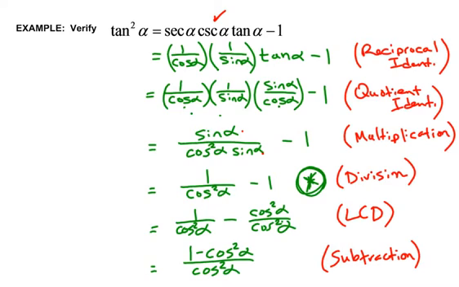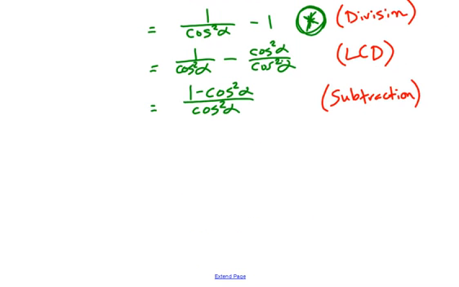Now, continuing along, I'm going to make a little extra space here. 1 minus cosine squared of alpha. Hopefully you're becoming familiar enough with these identities to realize that that is a modification of the Pythagorean identity. The Pythagorean identity is sine squared plus cosine squared equals 1. Well, we can modify that a little bit, and we get that 1 minus cosine squared of alpha is sine squared of alpha over the cosine squared of alpha that was already there.